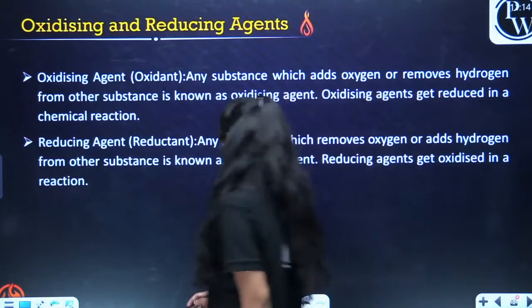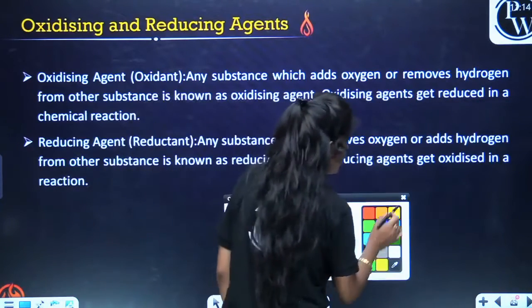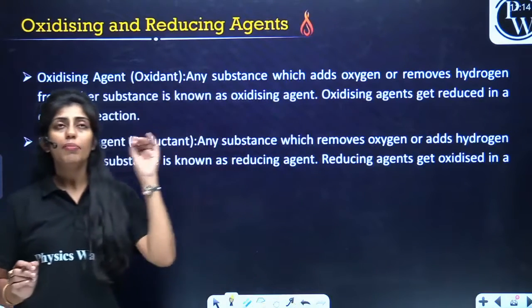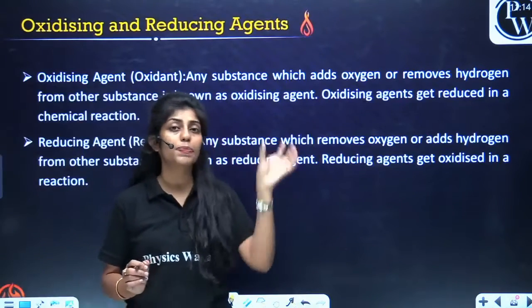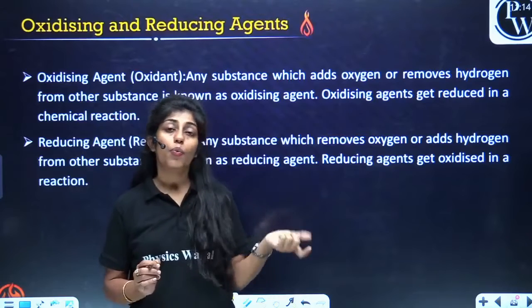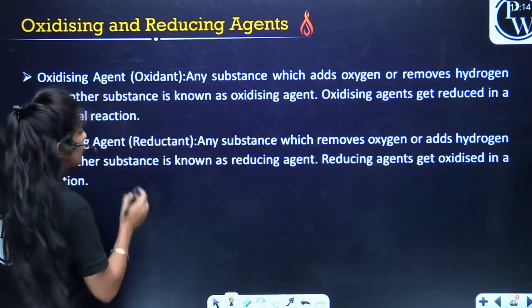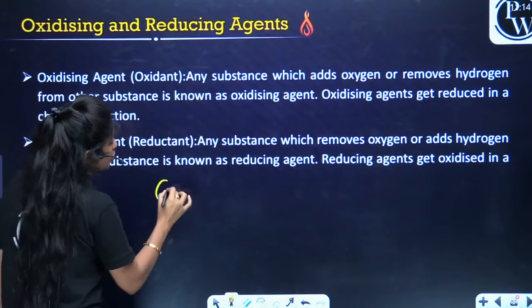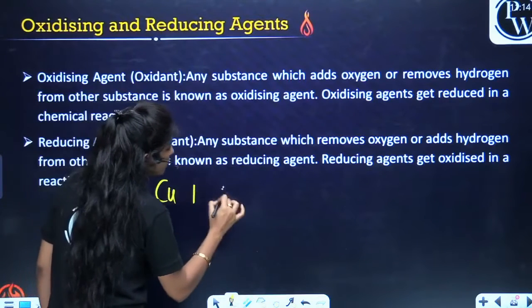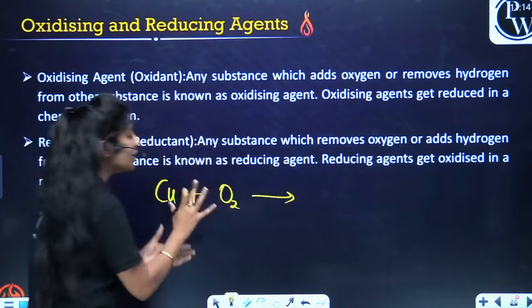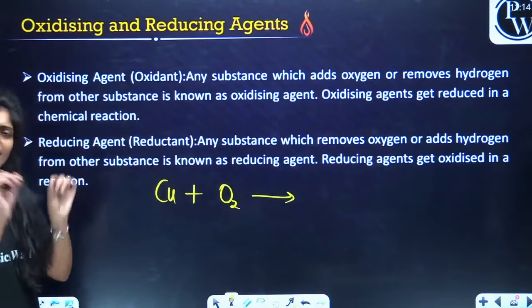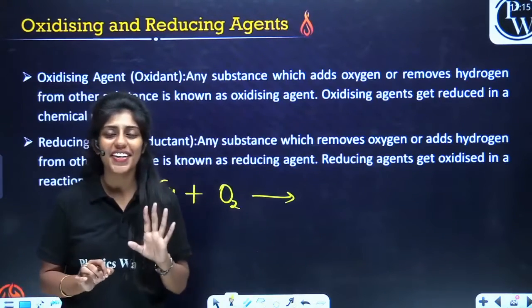Now see, oxidizing and reducing agents. Some students are very confused. In fact, in the exam, we are being asked what species is being oxidized, or what is the oxidizing agent in this reaction. So definitely you can expect one question from here. Suppose I have copper that is burned in presence of oxygen. This is the reaction from your NCERT activity.